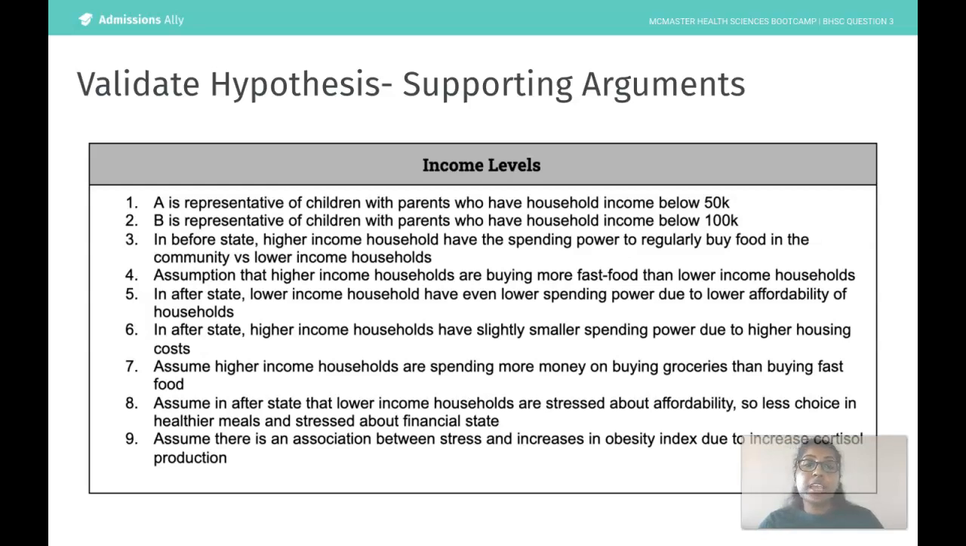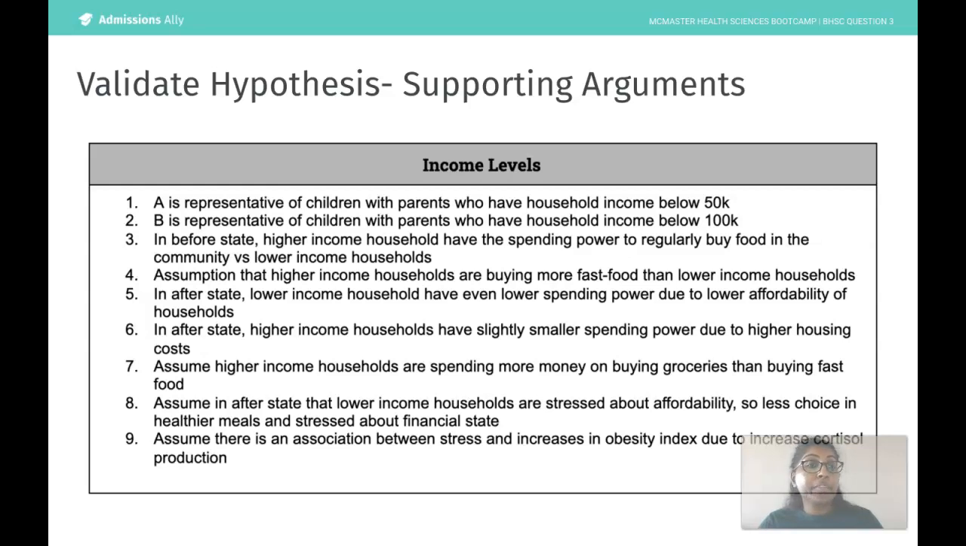And then I choose to define what A and B could be in the before and the after state given this factor. So in the before state, I'm saying higher income households have more spending power to regularly buy food compared to lower income households. I'm assuming that the higher income households are buying more fast food than the lower income households.